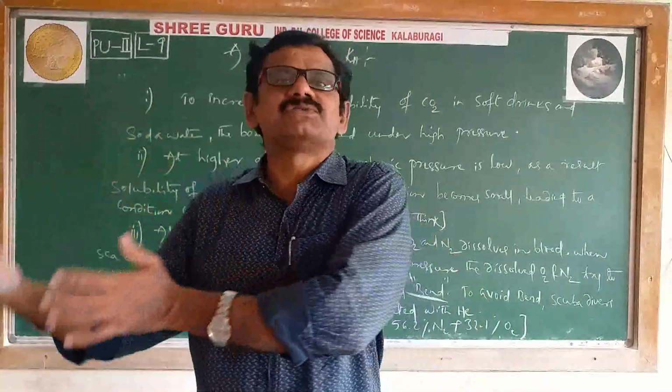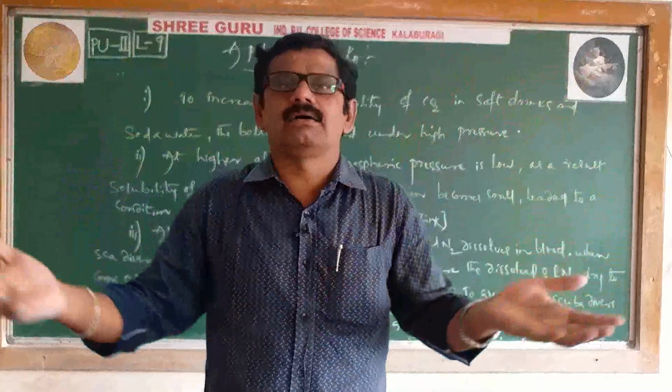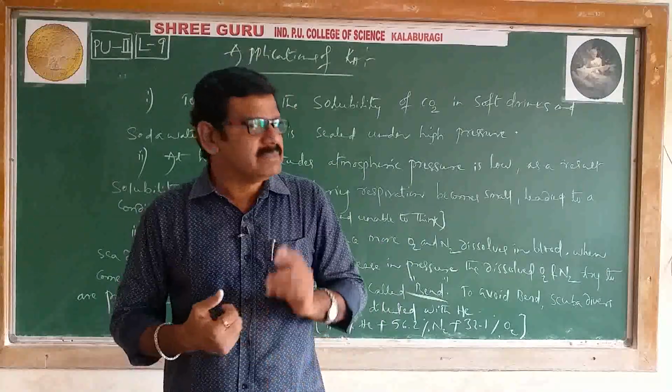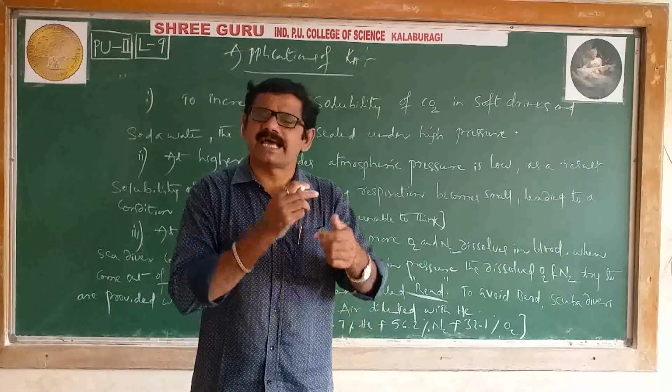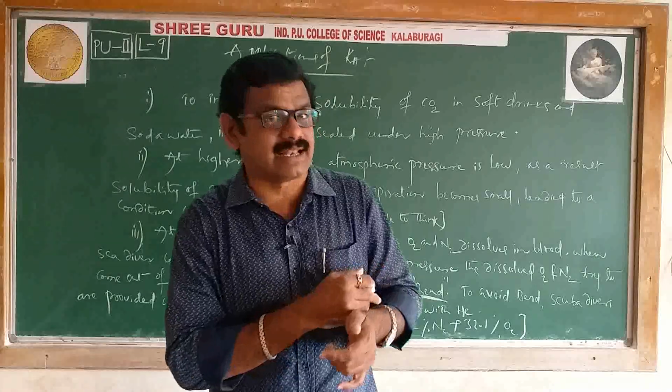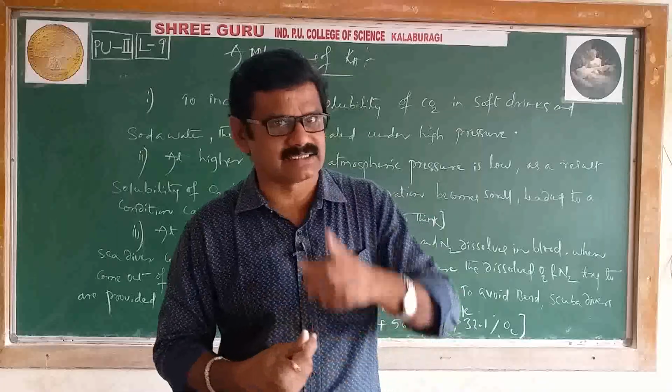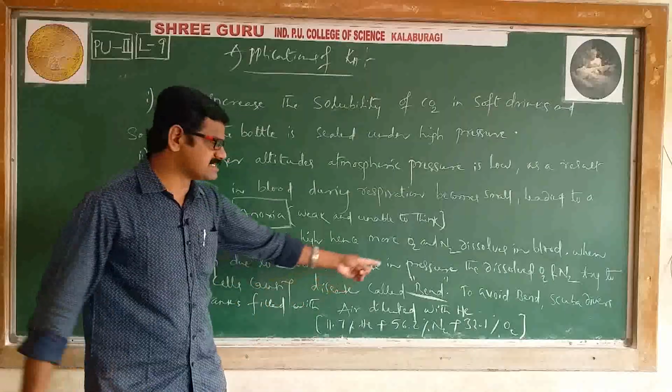When a person comes out from the ocean, that much pressure is not there on the earth. Because of the lower pressure, immediately whatever oxygen and nitrogen has dissolved in our blood will come out, collapsing the blood cells. That disease is called the bends.